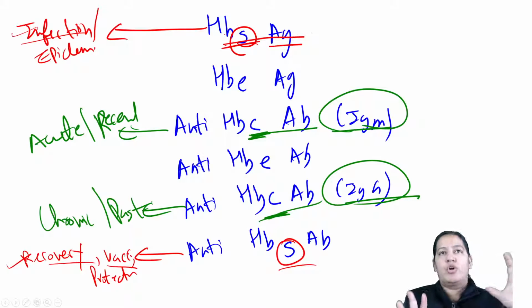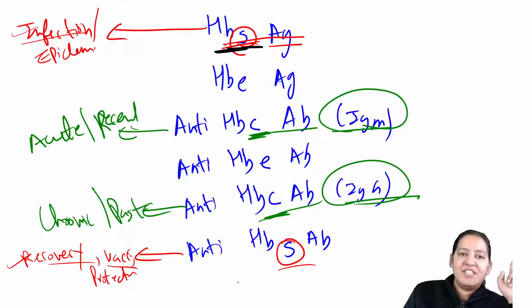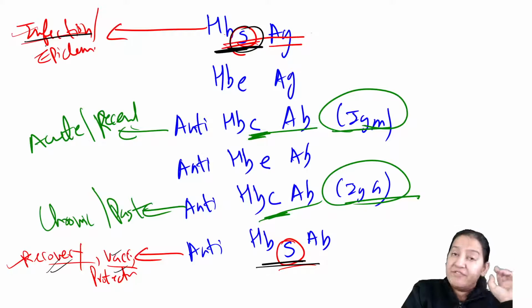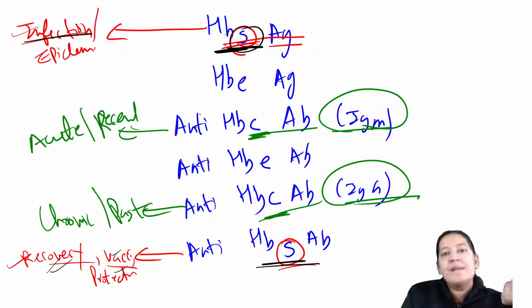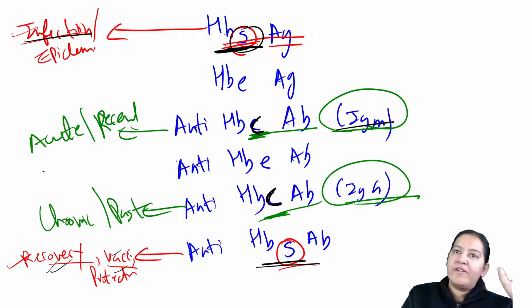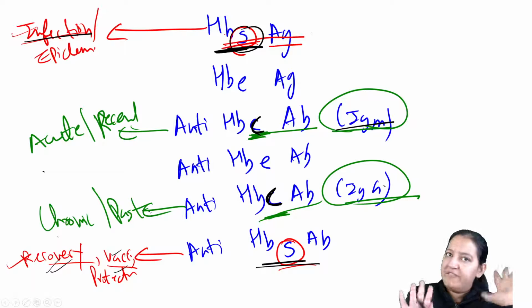So first, always have a look at S in the serology. Whether S antigen is present or antibody is present. If antibody is present, no need to go ahead. The person is already recovered or vaccinated or protected. No need to see anything else. But if S antigen is present, it means infection. Now, if the infection is present, the second question you have to answer is whether it is acute or chronic. So the antibodies of C: if it is IgM, it is acute or recent. If it is IgG, it is chronic or past. Everyone give me a thumbs up.